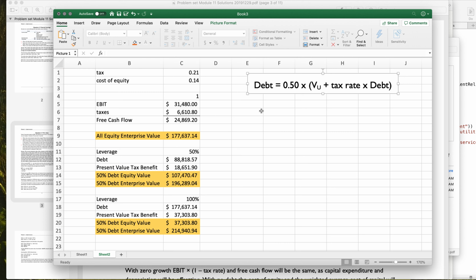This is the formula that we're using. This is a dollar sign, so debt is going to equal 50% of the unlevered value plus the tax benefit of debt. So here we started with 50% of just the all equity enterprise value. And here we are going to factor in the benefits of debt in calculating the amount of debt we're going to have. This is a circular thing. We could solve for debt explicitly if we wanted to, but let's just use goal seek.